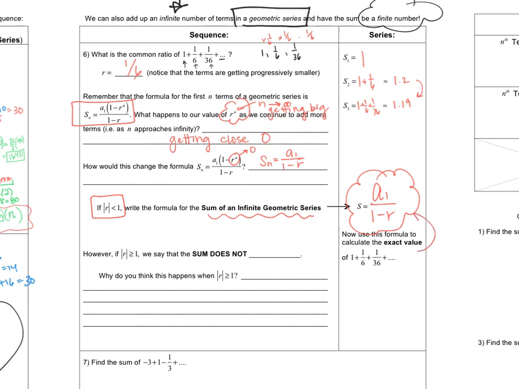Let's try and use this formula. So the sum is the first guy, so that's 1, over 1 minus the 1/6. Well, this is really 1 over 5/6, so 1 divided by 5/6 will actually be about 1.2.